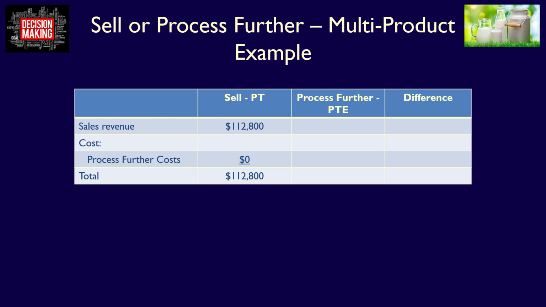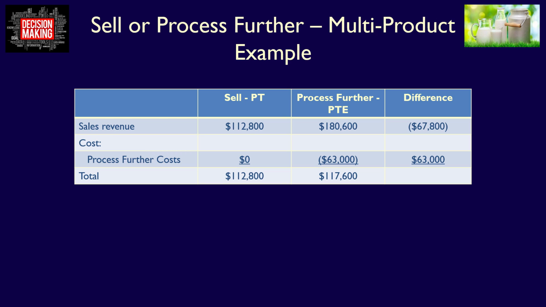If we sell PT, it has a sales revenue of $112,800, no additional processing costs, so total operating income is $112,800. If we sell product PTE, it has sales revenue of $180,600, additional processing costs of $63,000, so total operating income is $180,600 plus negative $63,000, which is equal to $117,600. For column 3, the difference in sales revenue is $112,800 less $180,600, which is equal to negative $67,800.